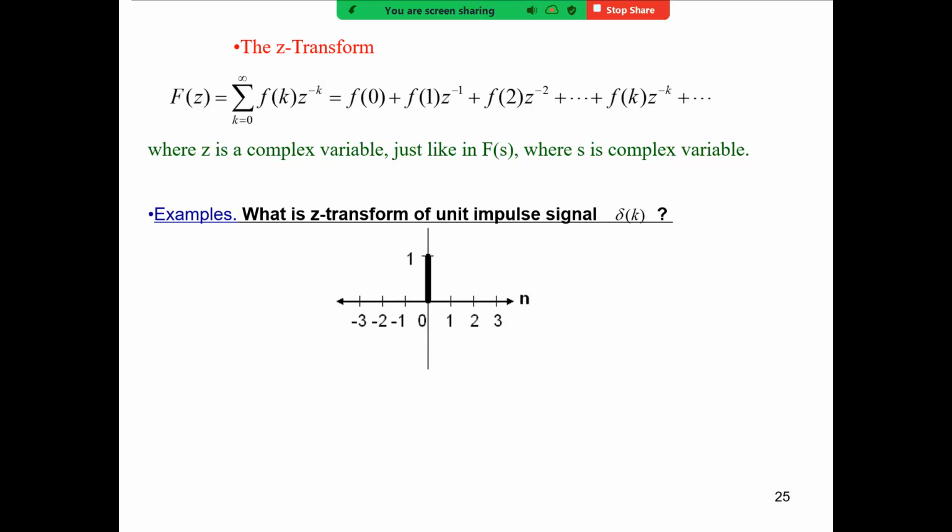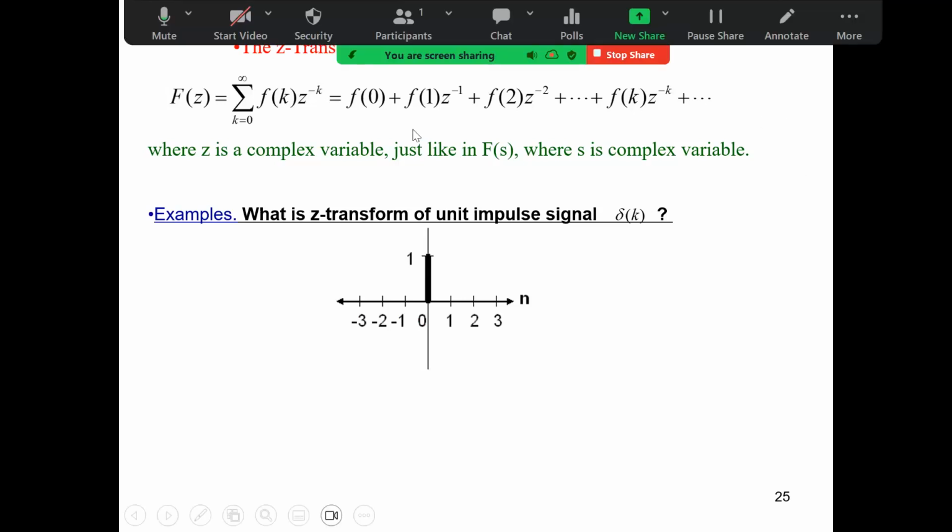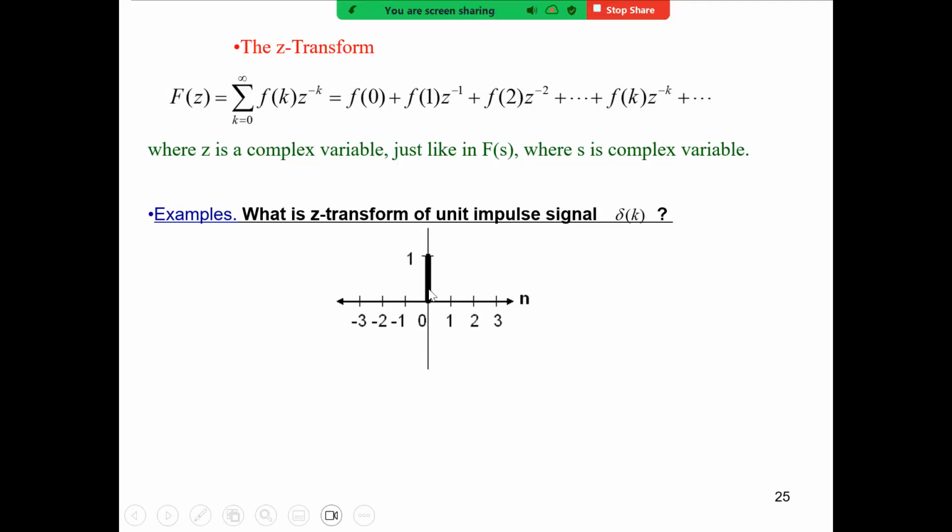For instance, the value is 0. So that's the definition. Therefore, delta 0 equals 1. For other values, delta k will be 0. Now, by this definition, what is the Z transform of this delta signal? Just use this definition, the answer is simple. What is the answer?